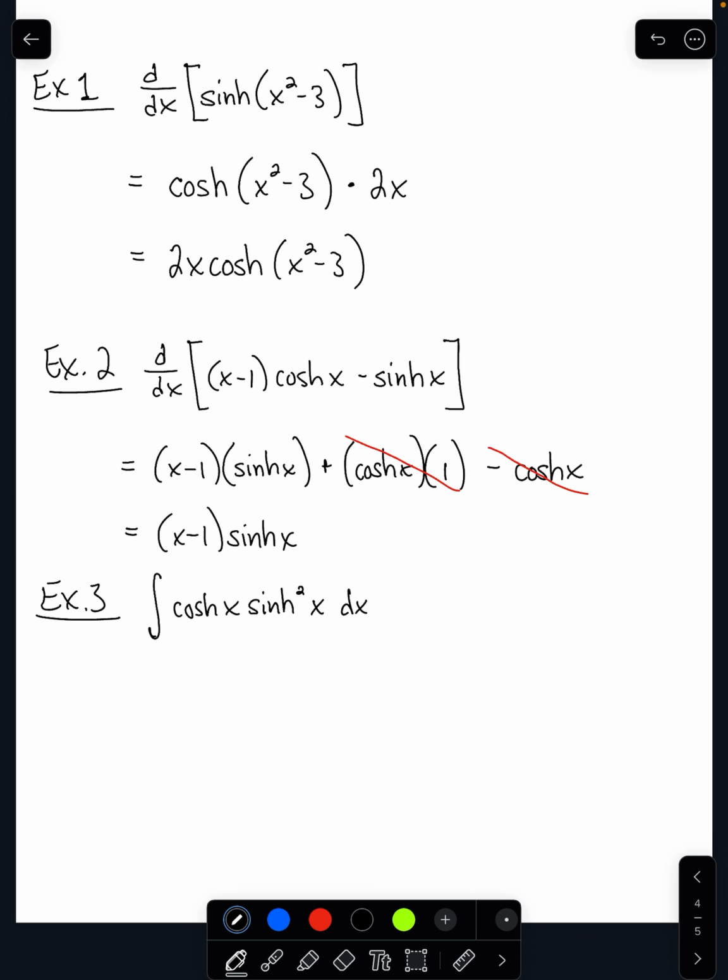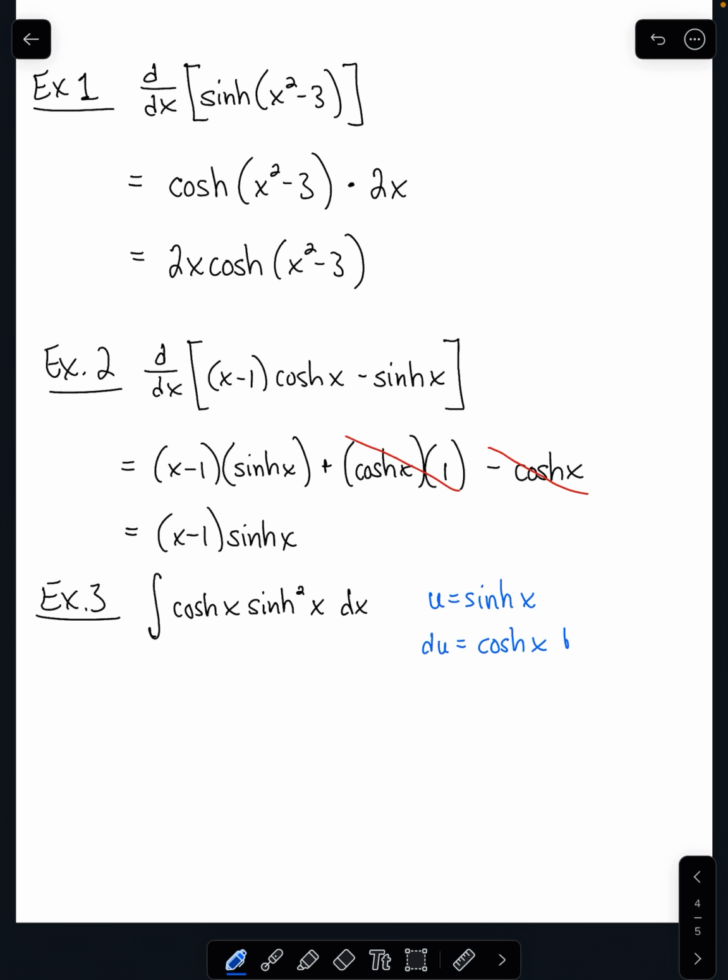A quick substitution here of u is equal to hyperbolic sine of x, so that du is equal to hyperbolic cosine of x dx, will allow us to rewrite this integrand as u squared times du. So again, same basic integration technique of integration by substitution.